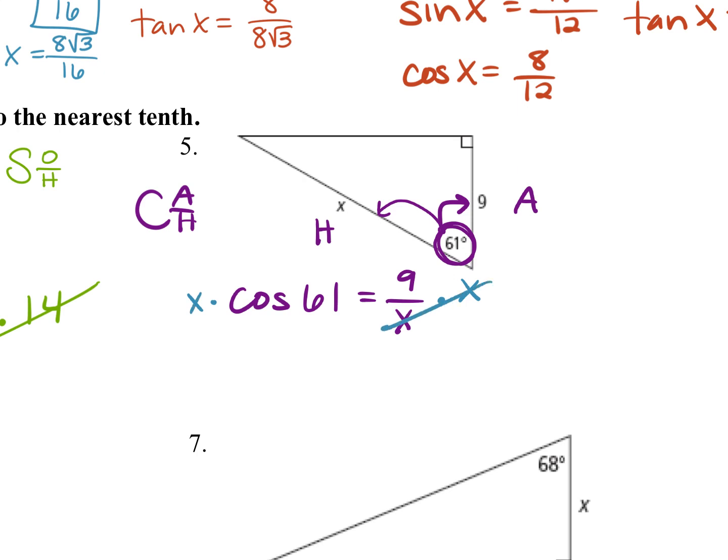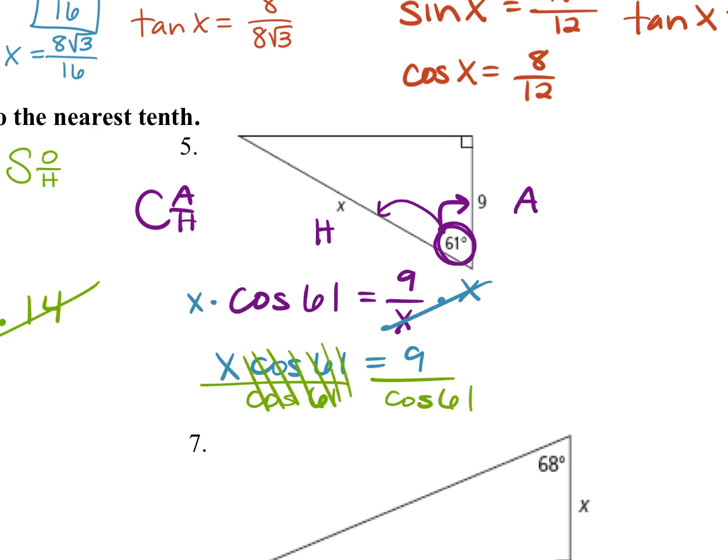Okay, so right now this is what we have. X times the cosine of 61 equals 9. What's your next step? We want to isolate x. How do we get x by itself right now? Divide. Yeah, we're going to divide by the cosine of 61. So this goes away, right? Plug this into your calculator, and what do you get?